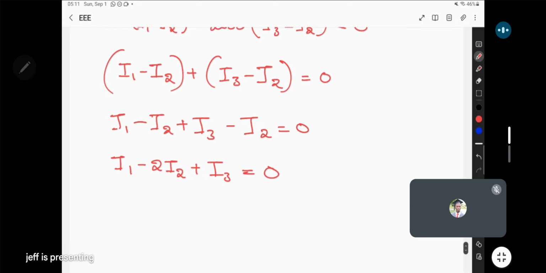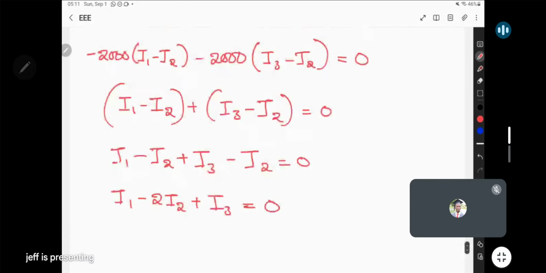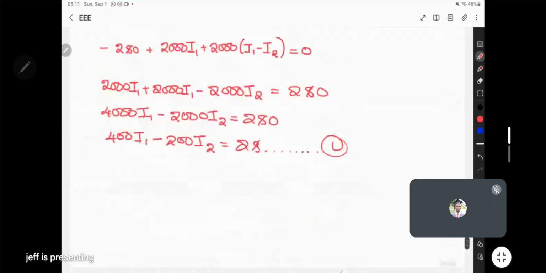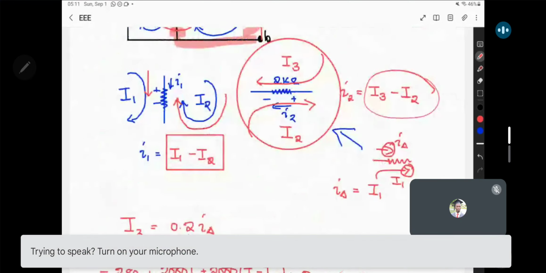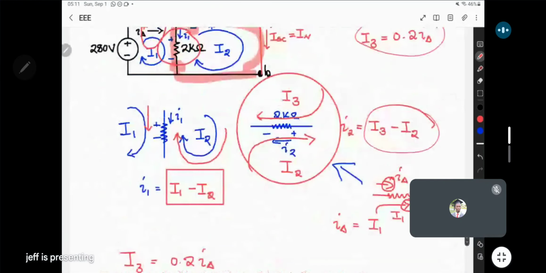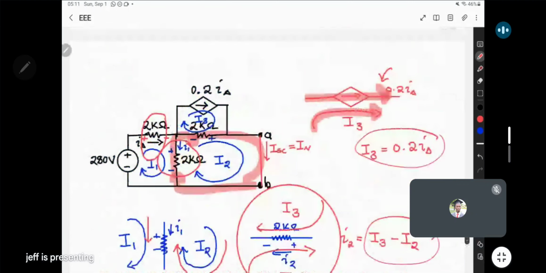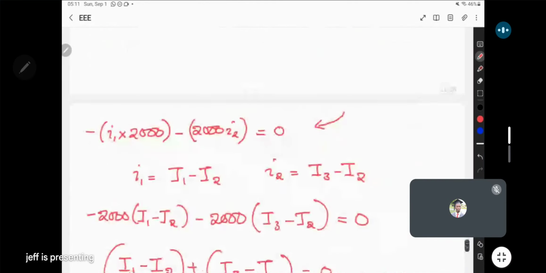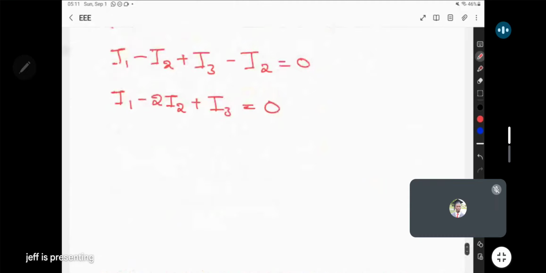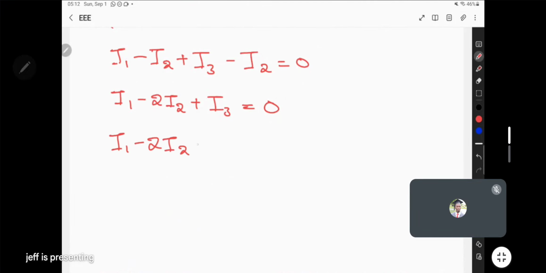So here, after coming up with this expression, let's make a few reductions. Remember, we did come up with an expression for I3. We said I3 was equal to 0.2 I delta. So instead of I3, we'll put 0.2 I delta. So this reduces to this, plus 0.2 I delta.